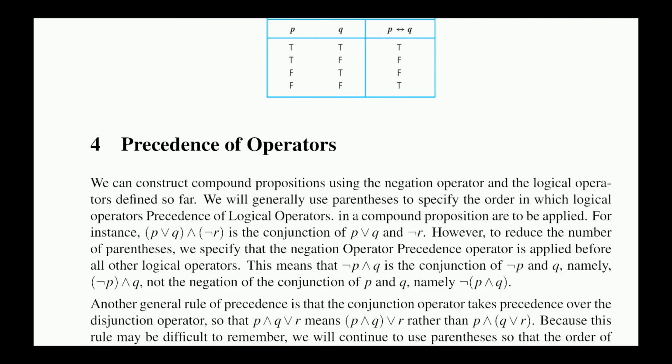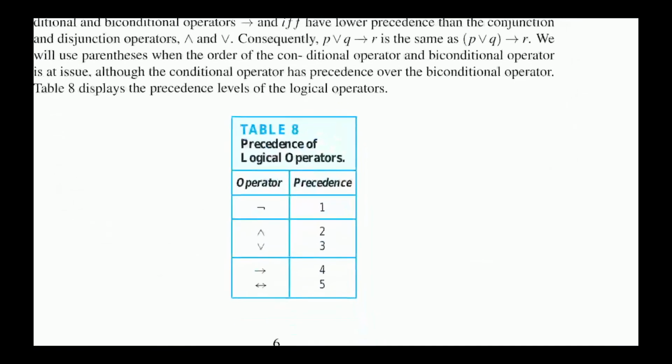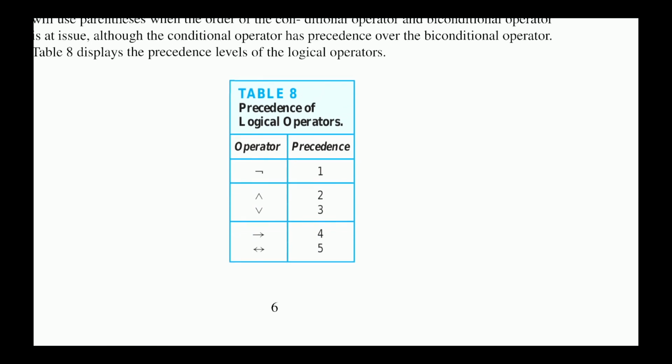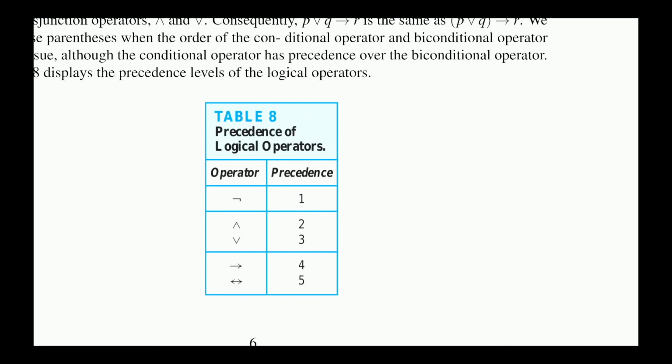Okay, so precedence of operators. You are not going to use this basically ever. However, if you need to, this is the order of operations you would use. The reason for this is that if I write not P and not Q like that, you're supposed to understand, since this is priority 1 or precedence 1, that it's the same.